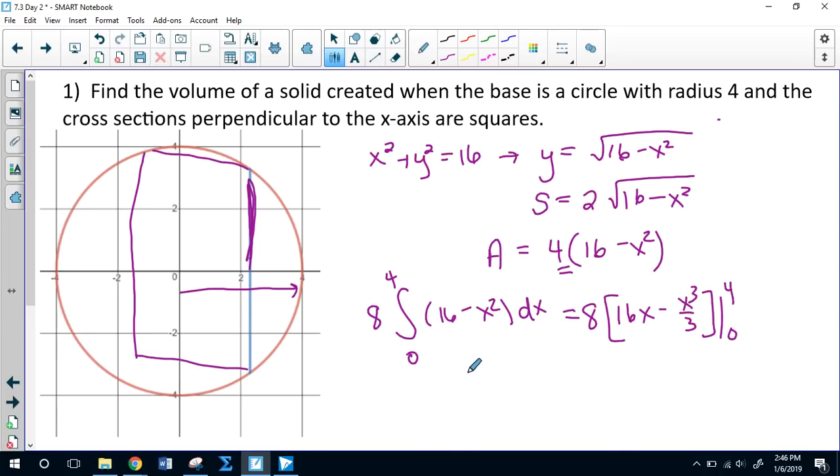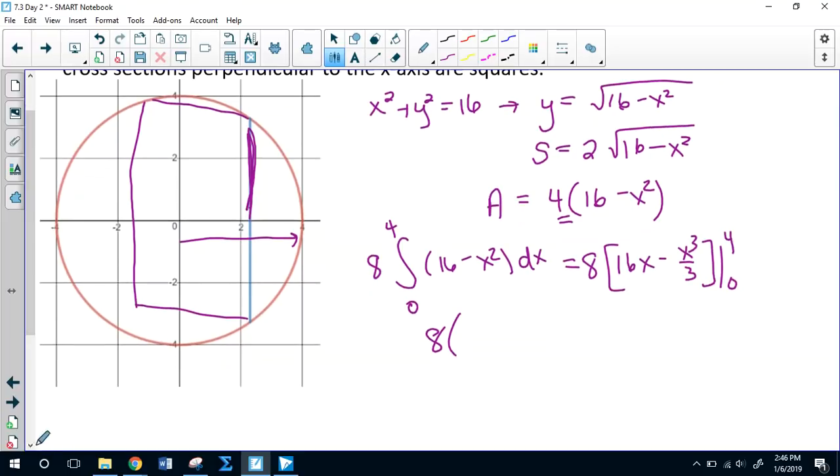Okay, my thing is not cooperating here. All right, so 8 times, let me scroll down a little bit. 16 times 4 is 64. 4 to the third is 64 over 3. Again, 0 just gives me 0. This whole thing simplified and multiplied out becomes 1024 over 3. All right, remember you can always pause the video anytime you need to rewatch or rethink.